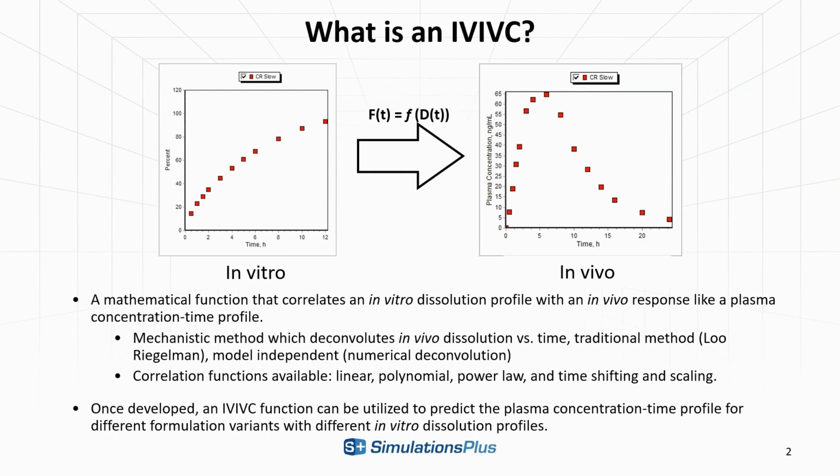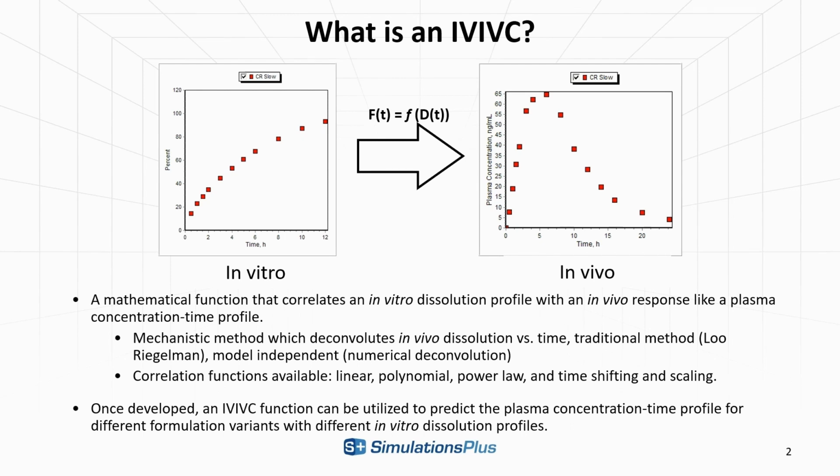What is an IVIVC? It's a mathematical function that correlates an in vitro dissolution profile with an in vivo response, like a plasma concentration time profile. In GastroPlus, you can use the mechanistic methods, which deconvolute the in vivo dissolution versus time. You can use a traditional method like Loo-Riegelman, which deconvolutes the in vivo bioavailability versus time, or you can use a model-independent method like numerical deconvolution.